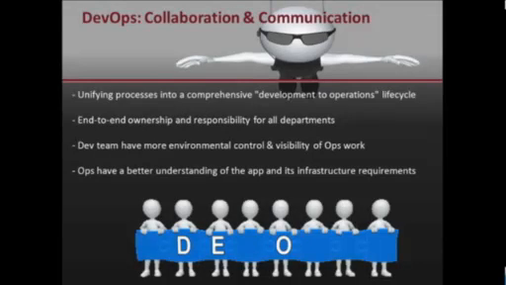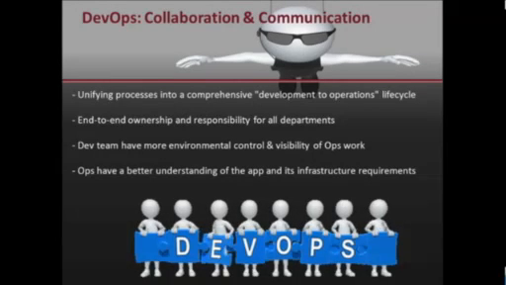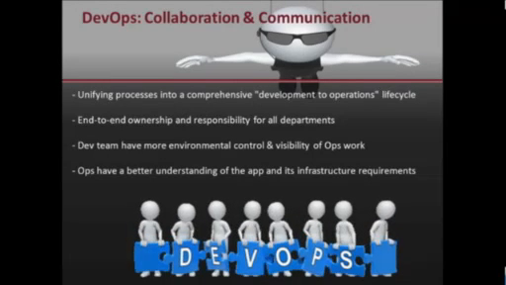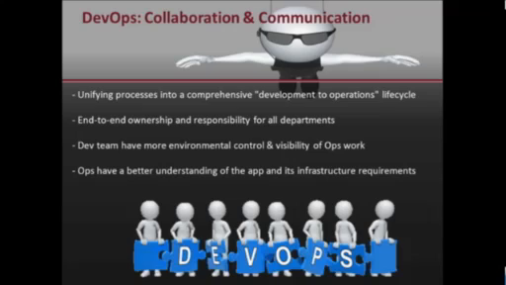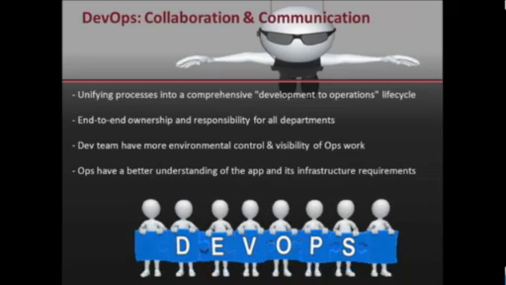So DevOps has come about, it's a new methodology, but it's a very straightforward methodology. It's all about collaboration and communication. It's about unifying the application lifecycle process into a comprehensive development to deployment lifecycle, where basically ownership is with each department, from development and operations as a collective whole. So they have a complete end-to-end relationship and ownership for that application release.